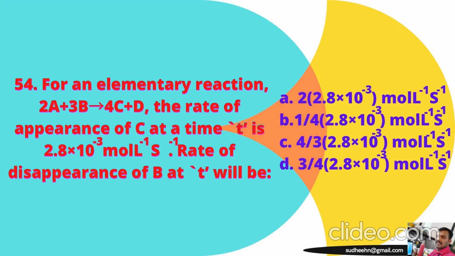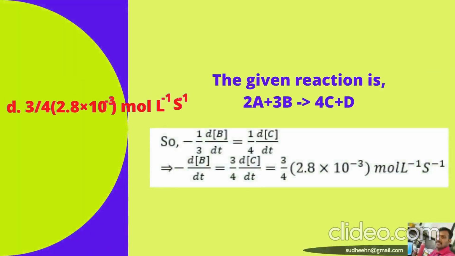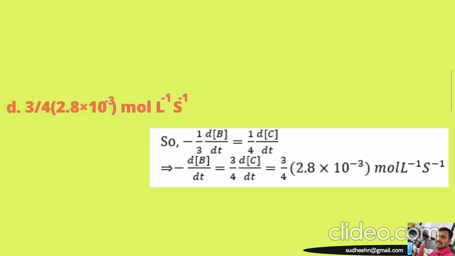While writing these options, he took 2.8 into 10 to the minus 3 as a common factor. So the right answer is option D, that is 3 by 4 of 2.8 into 10 to the minus 3 moles per liter per second. Because in that given equation, we can write the relation as minus 1 by 3 d[B]/dt is equal to 1 by 4 d[C]/dt. By substituting the values, we will get the final value 3 by 4 into 2.8 into 10 to the minus 3 moles per liter per second. That is the right answer.